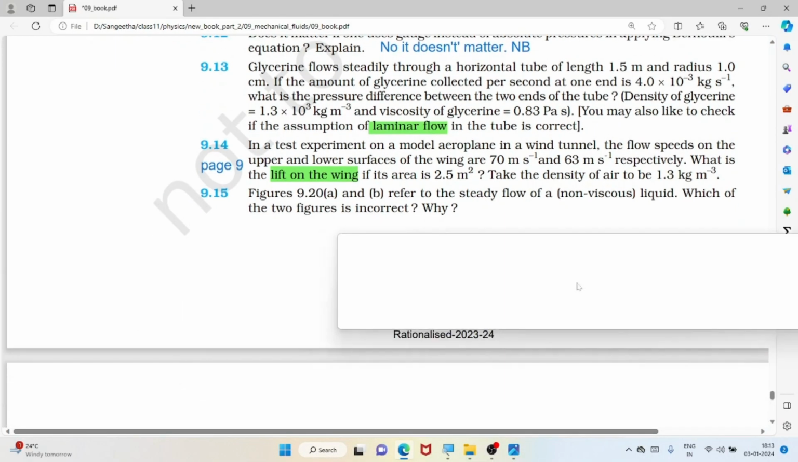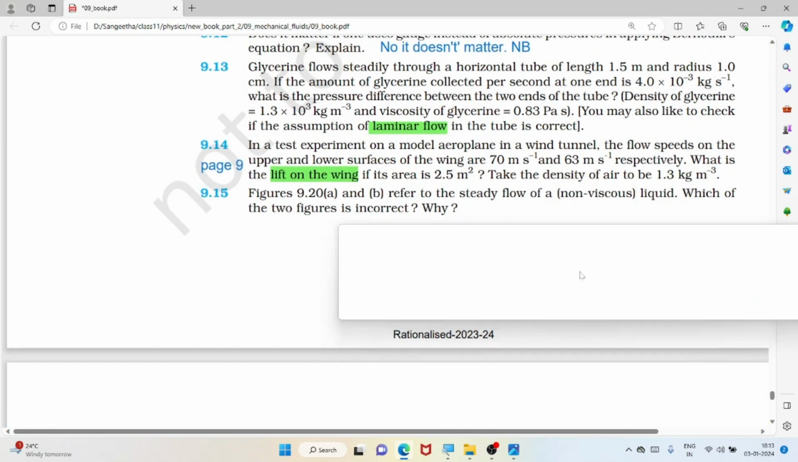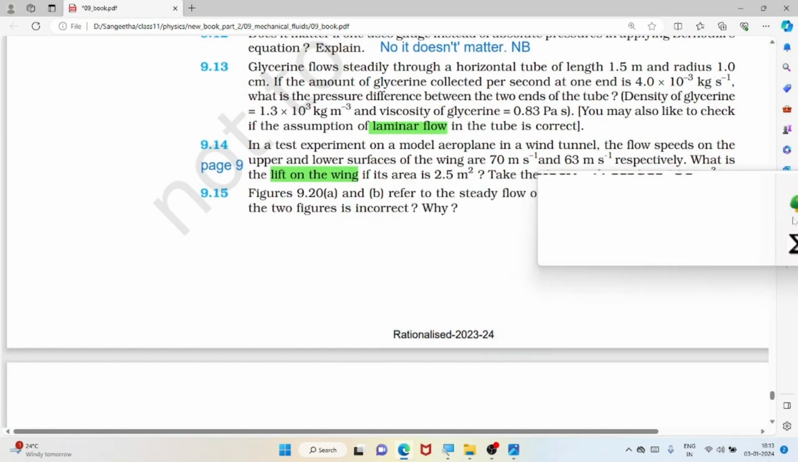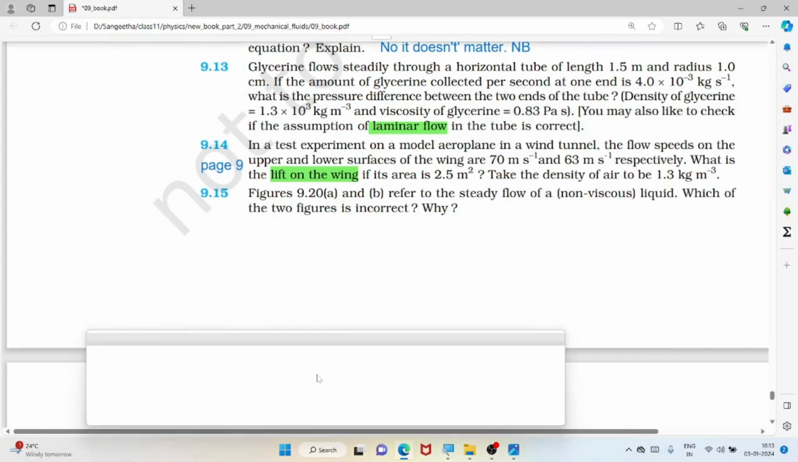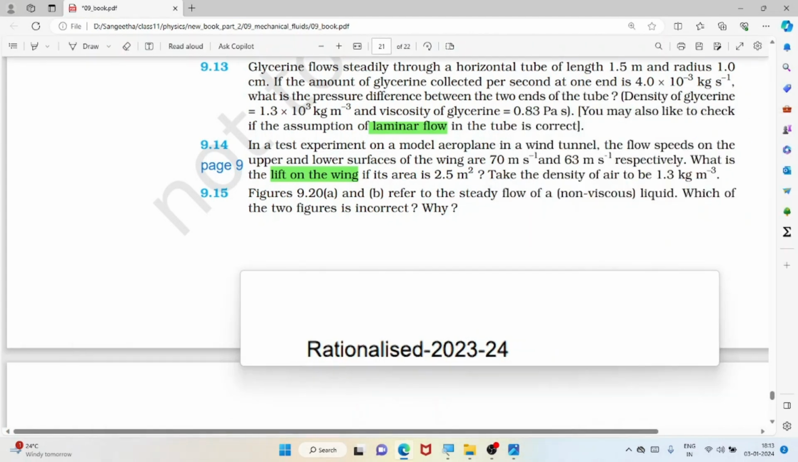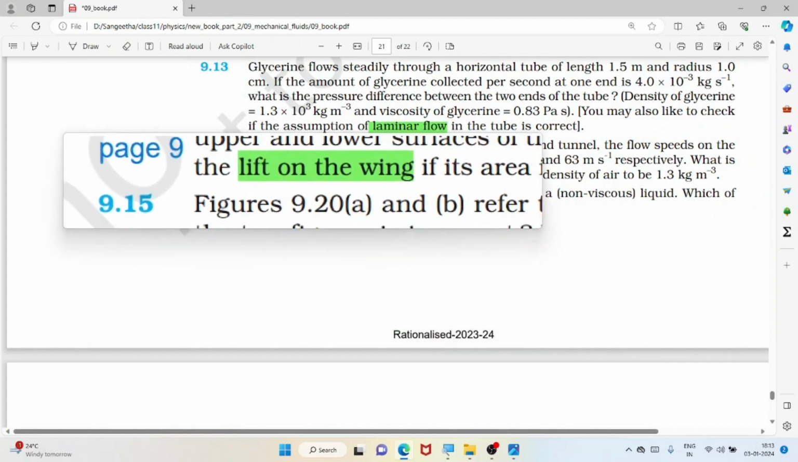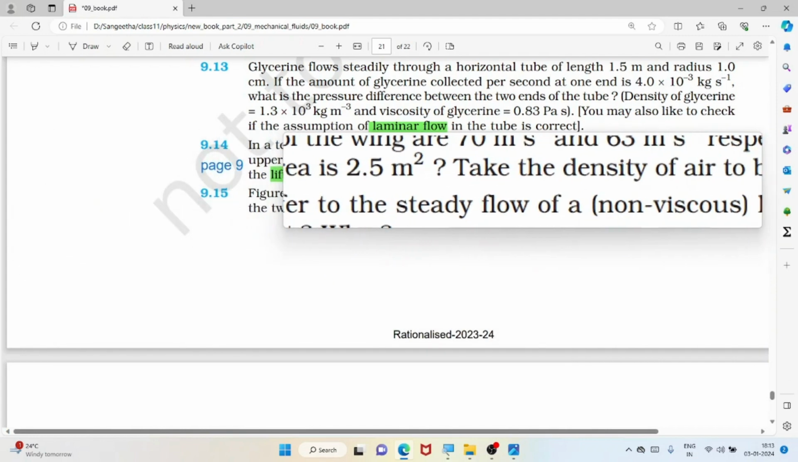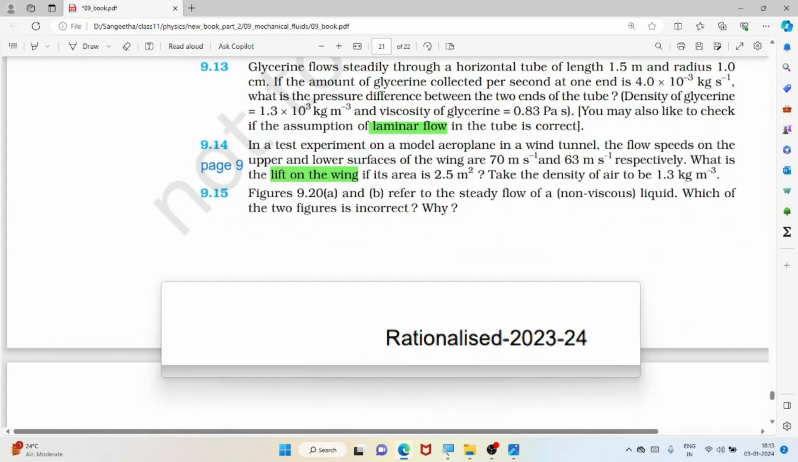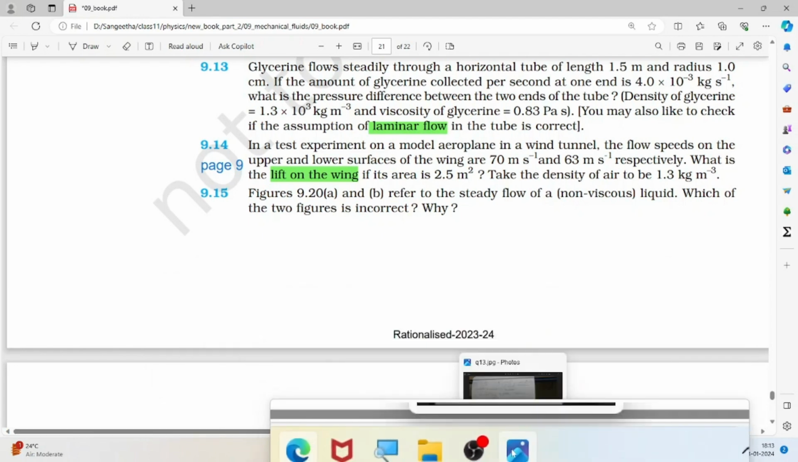And a test equipment, the model of the aeroplane in a wind tunnel, the flow speeds on the upper and the lower surface of the wing are this much respectively. What is the lift on the wing? If the area is given, okay, take the density. Bernoulli's principle.